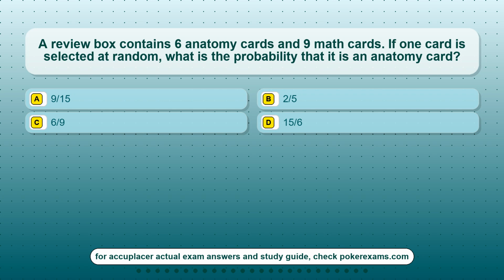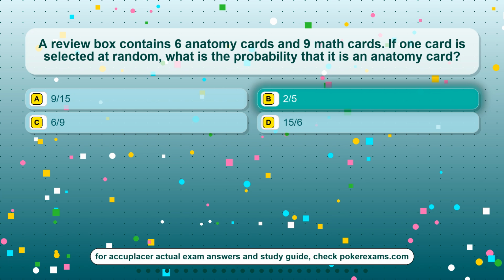Question 1. A review box contains 6 anatomy cards and 9 math cards. If one card is selected at random, what is the probability that it is an anatomy card? Option A, 9/15. Option B, 2/5. Option C, 6/9. Option D, 15/6.